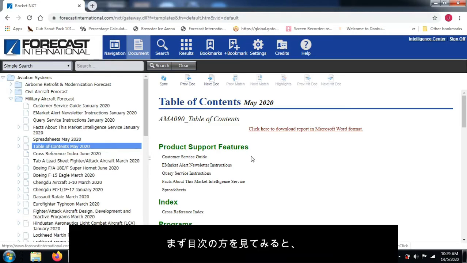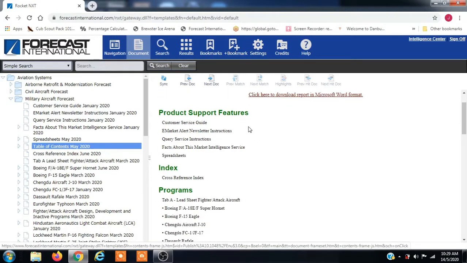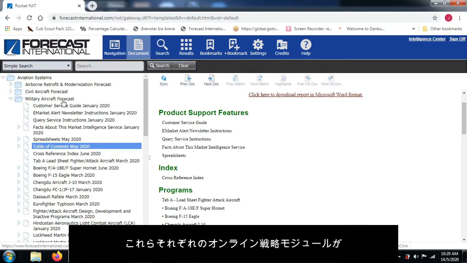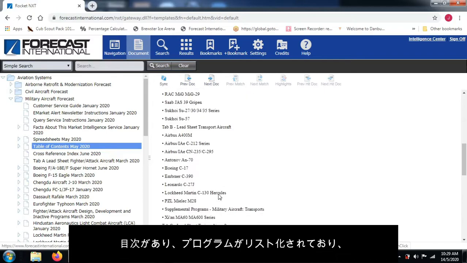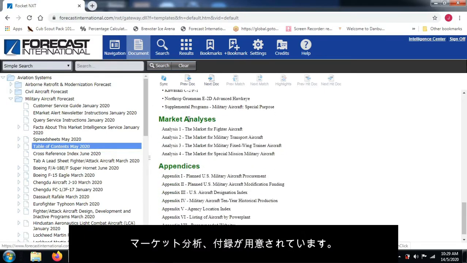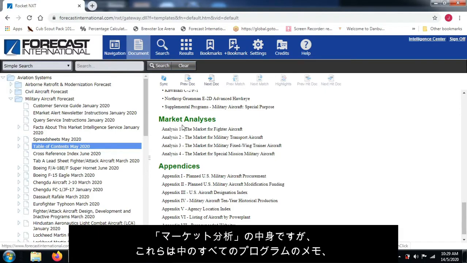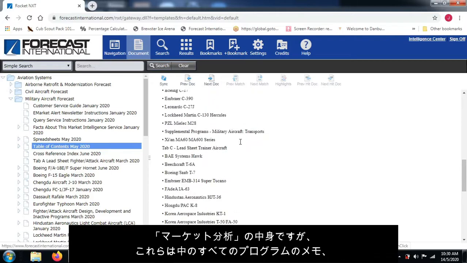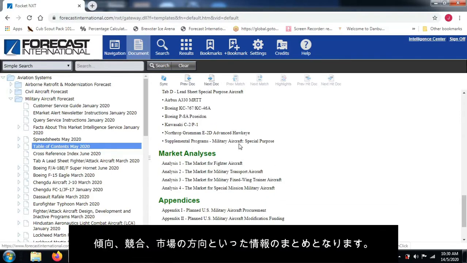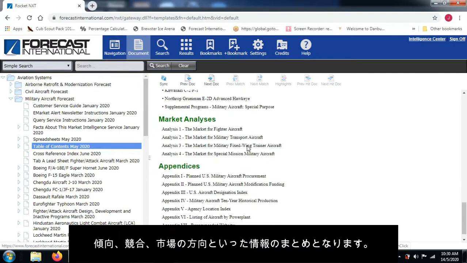But if we look at the table of contents first, we can see, again, each of these online intelligence modules follow the same format. We have an index, we have a list of programs, we have the market analyses, and we have the appendices. Inside the market analyses, these are roll-ups of all the different programs inside, as well as notes on trends, competition, market direction, things like that.